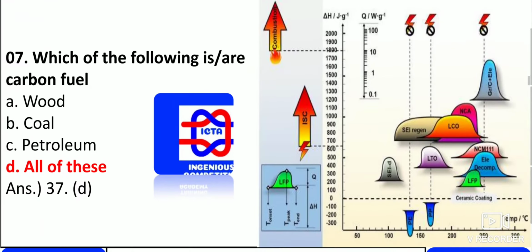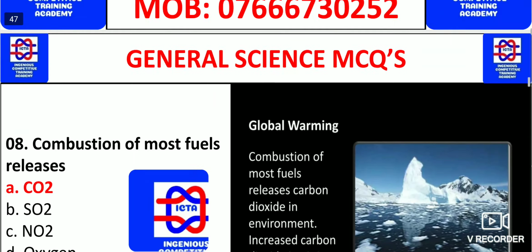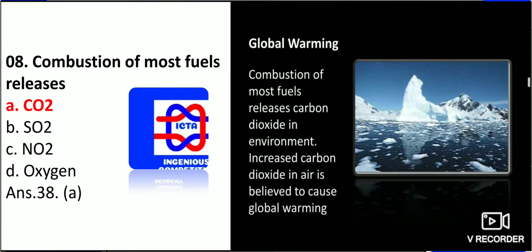Next we have, which of the following is a carbon fuel? Here the carbon fuel examples we have are wood, coal along with petroleum. These are all examples of carbon fuel. After burning all this material, we will have the carbon amount in our atmosphere. Next we have, the combustion of most fuels releases carbon dioxide.